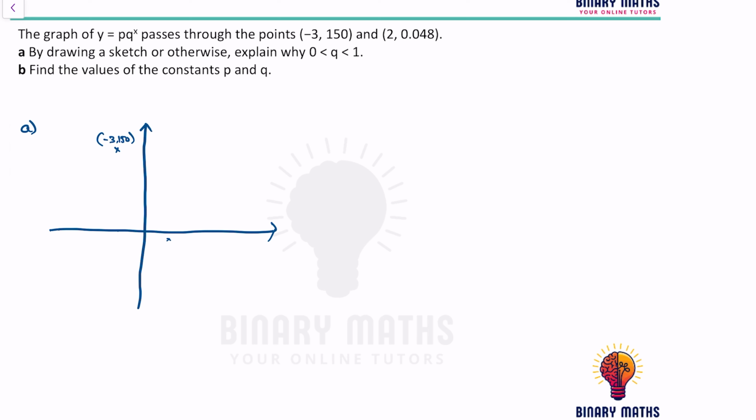And (2, 0.048). Somewhere, (2, 0.048) has both x and y positive, so it's somewhere here in the first quadrant. (2, 0.048). Okay, because I know this is decreasing, so it's an exponential graph.